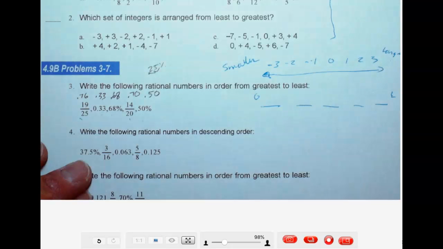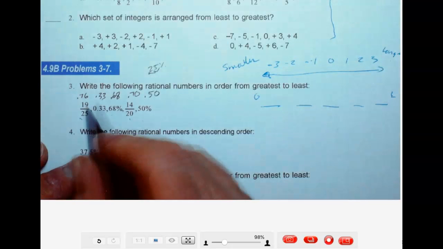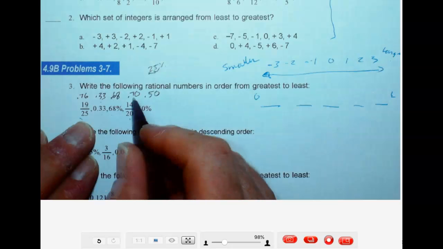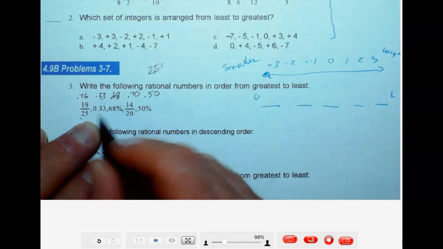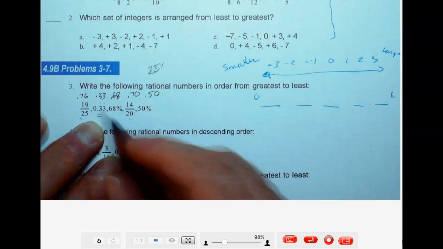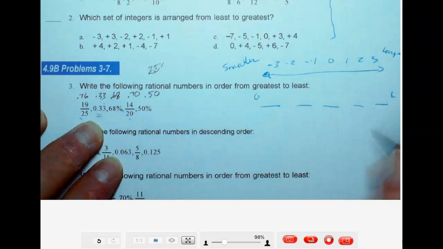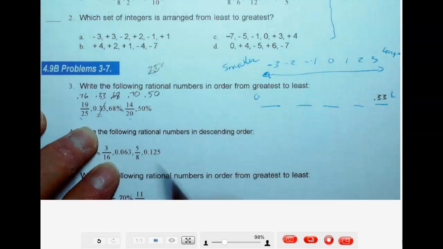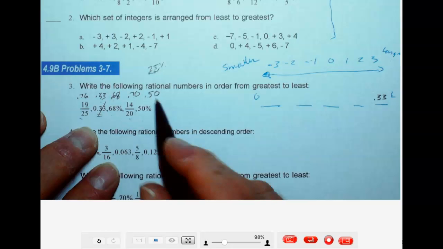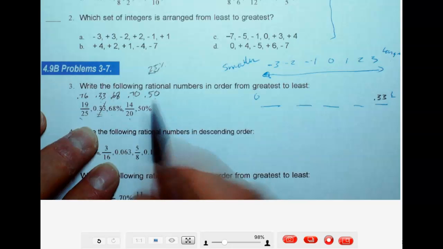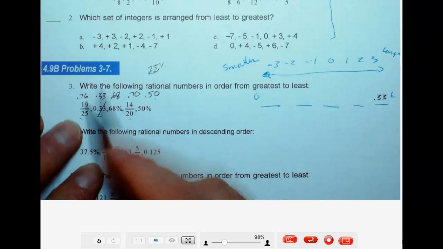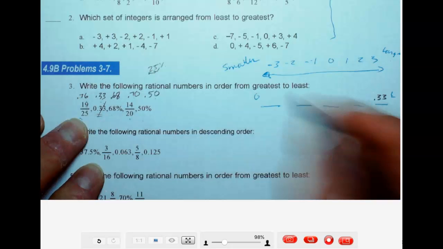I like to start off with the smallest one. 76 cents, 33 cents, 68, 50, 70, and 50. Well, 33% is the smallest, so that's 0.33. Cross that off. Next, I like to find the biggest. It looks like 76 cents, so this one, 19/25.